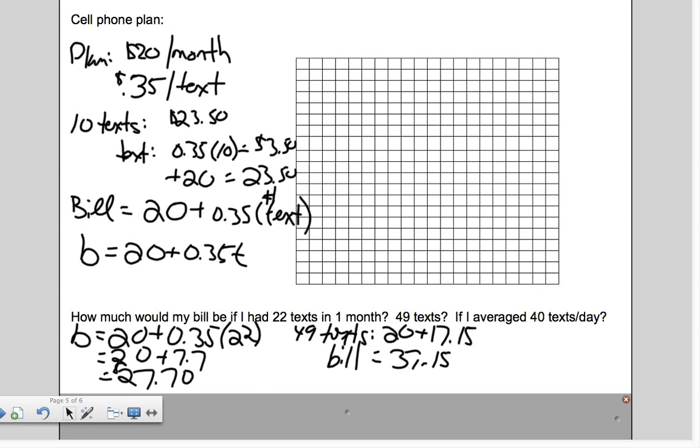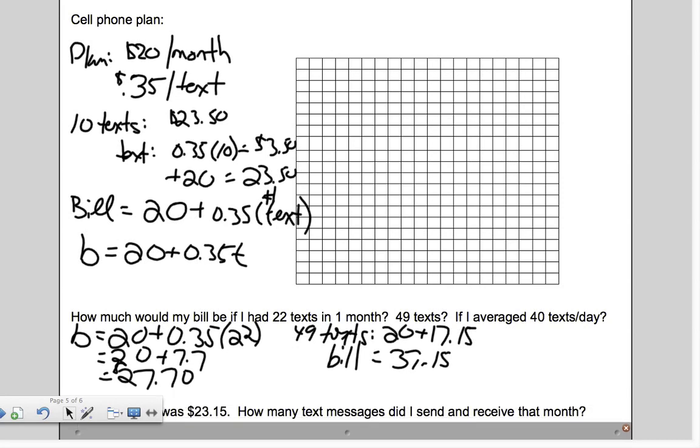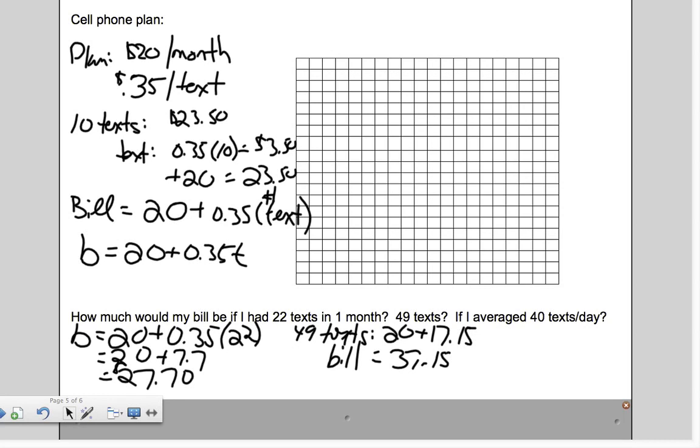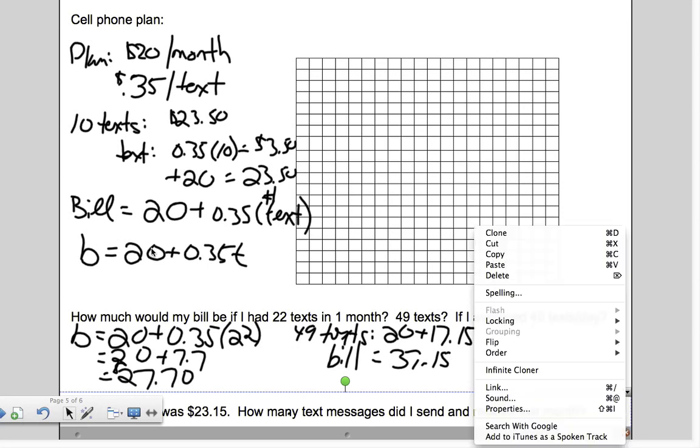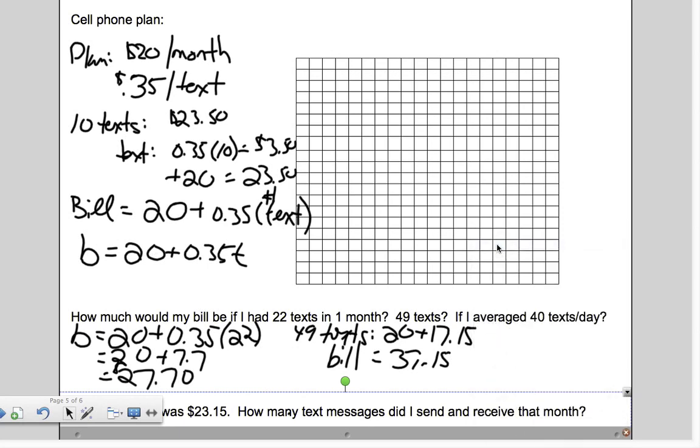So if I average 40 texts a day, how much would this cost me? $440. That's only for a month. So add the $20 and times it by 12, that's what we pay for a year.